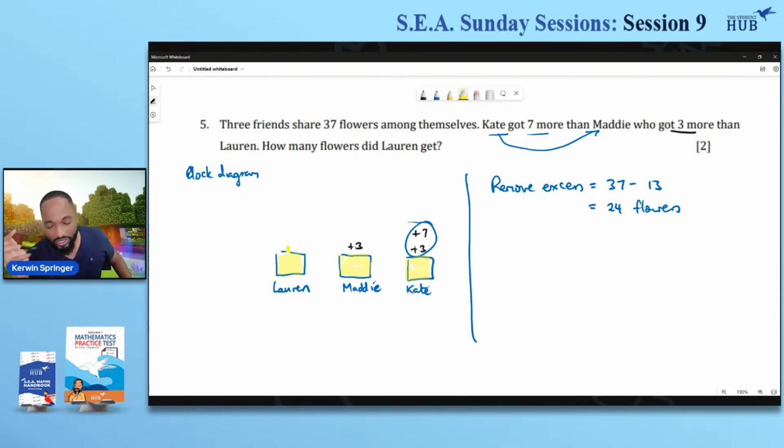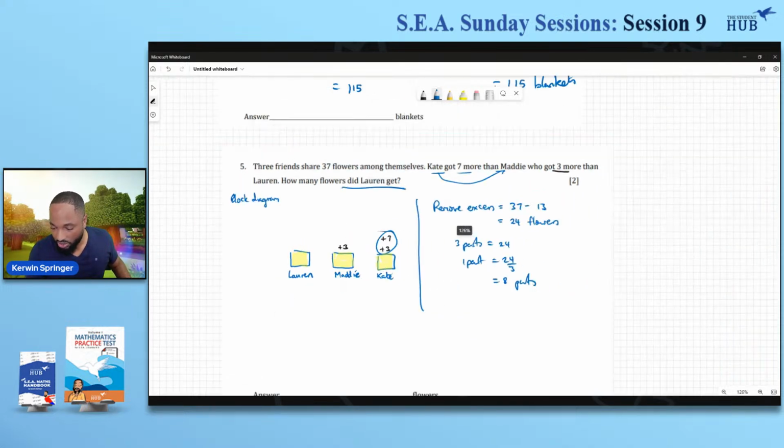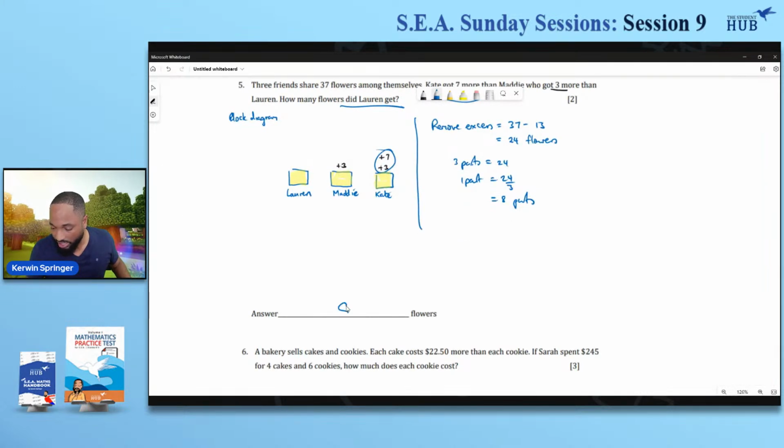So that's why we remove the excess. Because once it's equal, we can divide. You can say 3 parts now represent the 24. 1 part will be 24 over 3, which is 8. And how many flowers does Lauren get? Lauren will get 8 flowers.